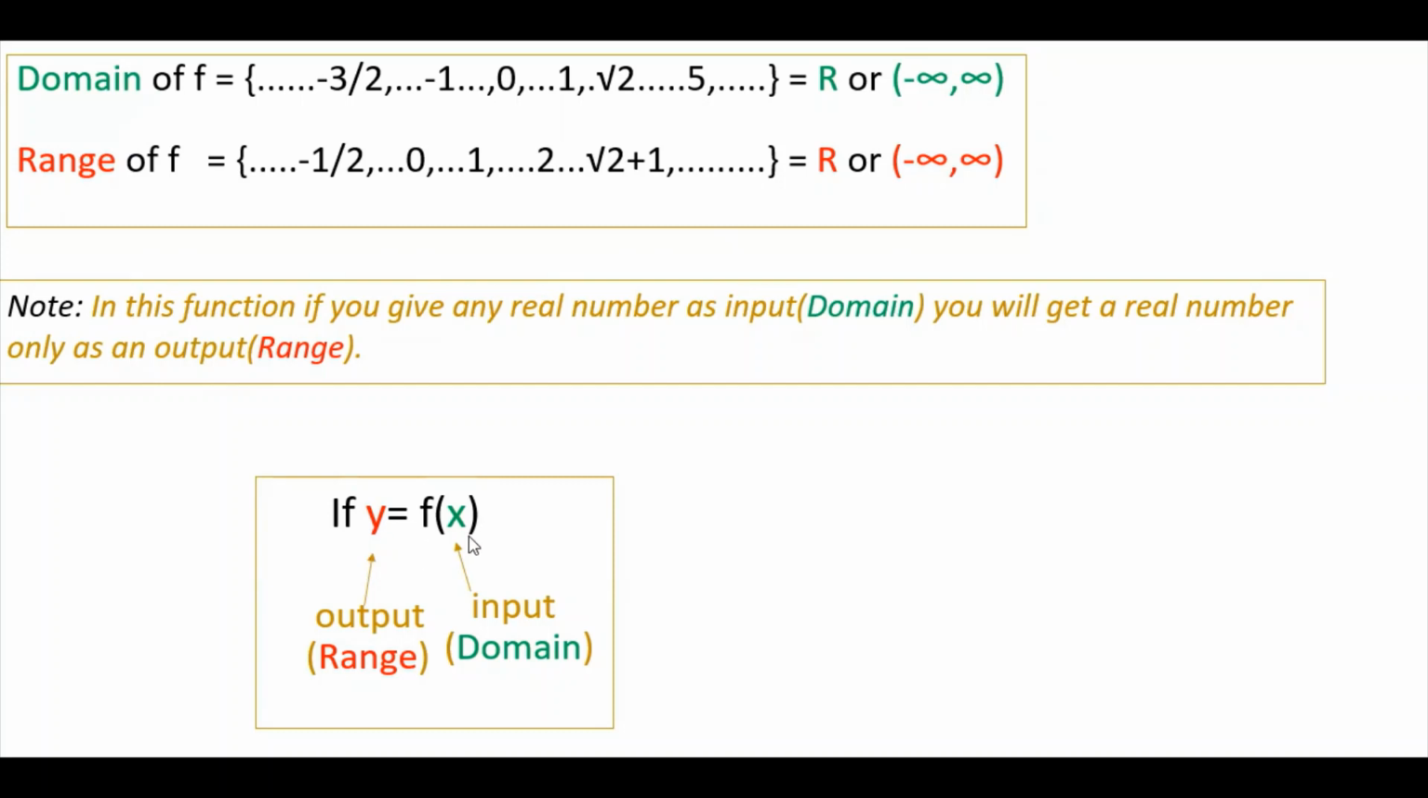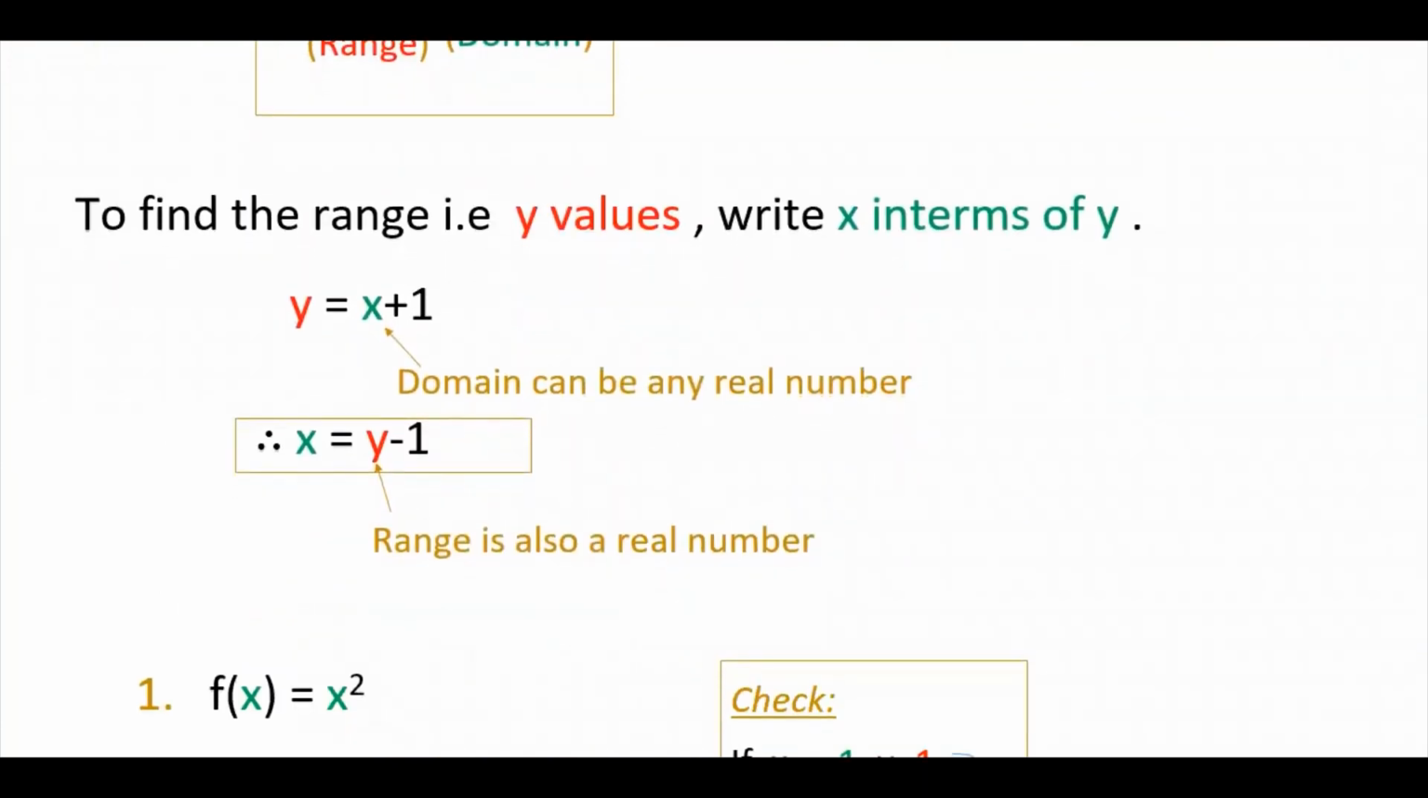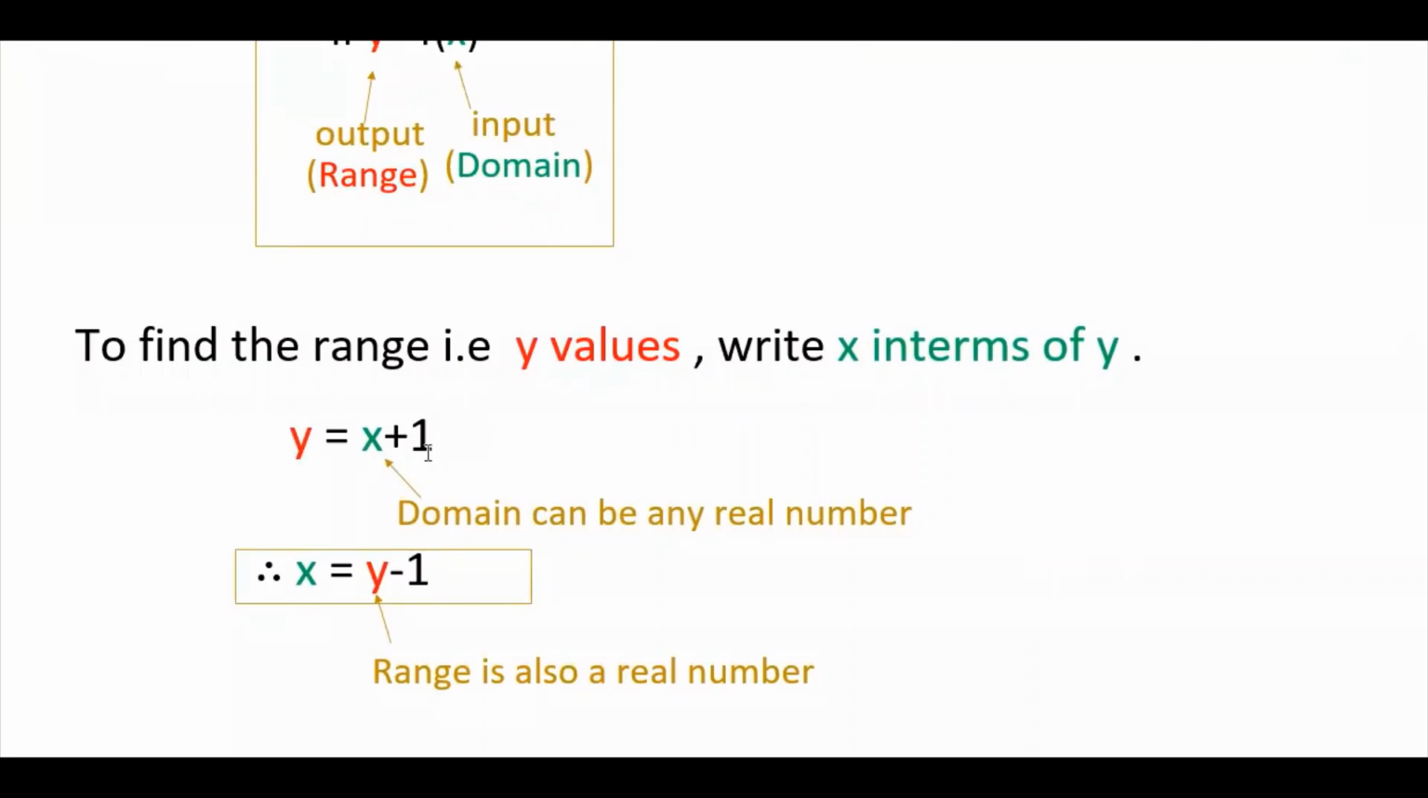So if y is equal to f(x), here x is the input, and the set of all y values is the range, and the set of all x values is the domain. The domain you can easily identify because you can easily understand what x values you can give in this function. But it is difficult to find the range, because if you take any big function, it is difficult to apply the x values and identify what the y values are.